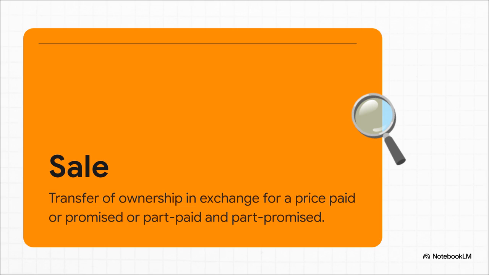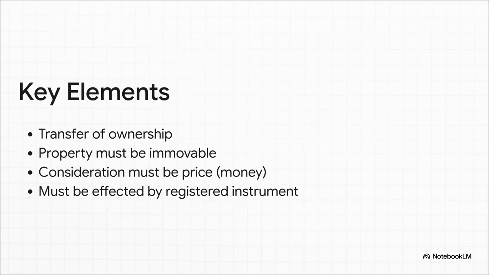Not your creative interpretation. Beneath that definition, you've got to break down the key elements. Transfer of ownership. Property must be immovable. Consideration must be price, meaning money. Must be effected by a registered instrument for immovable property. Listing these 4 bullet points clearly, that secures the very first 4 marks of your answer. By doing this, you are showing the examiner that you truly understand the anatomy of Section 54.